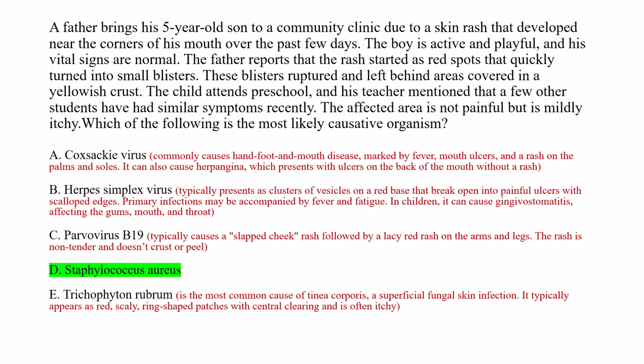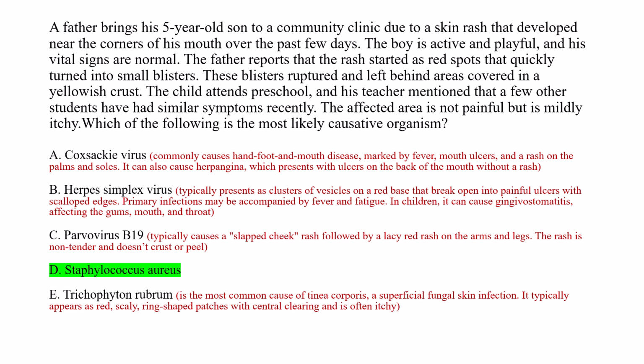Let's have a look at why the other options are incorrect. Option A is incorrect because Coxsackie virus is the most common cause of hand, foot, and mouth disease, which typically presents with fever and shallow oral ulcers in the mouth, followed by the eruption of an erythematous macular or papular rash affecting the palms and soles. Coxsackie virus also causes herpangina, which manifests as posterior palatal ulcers without a rash.